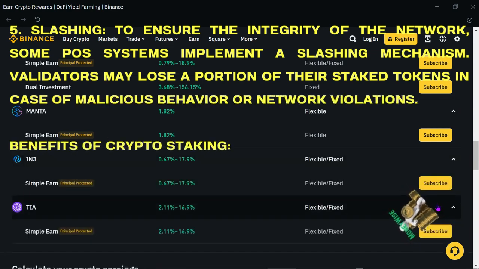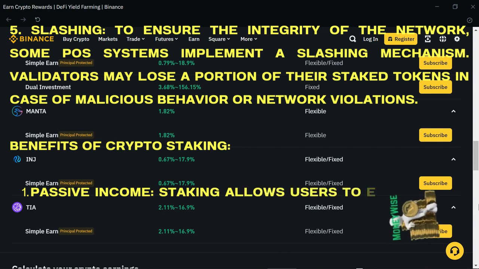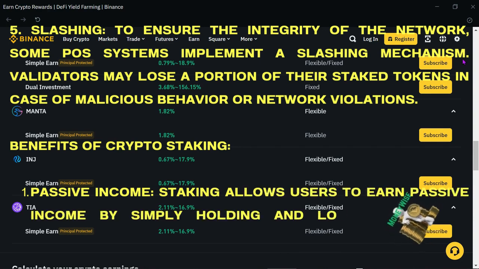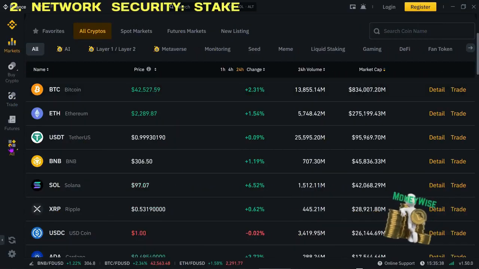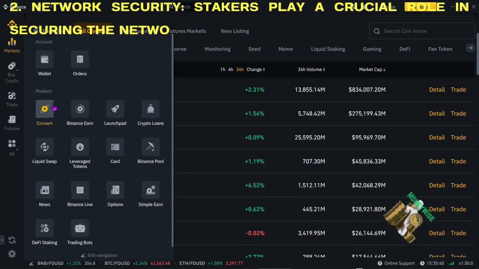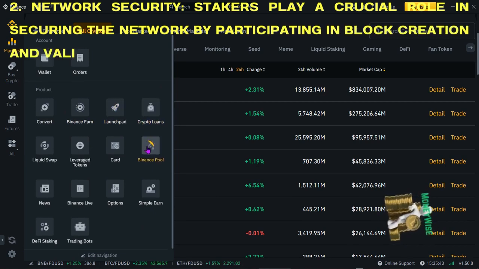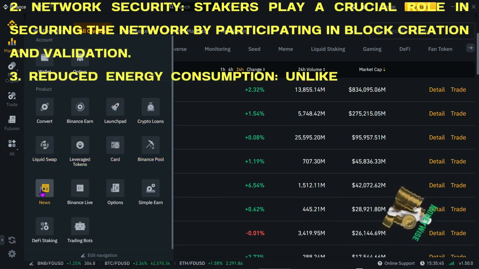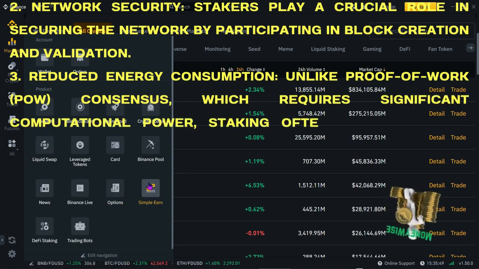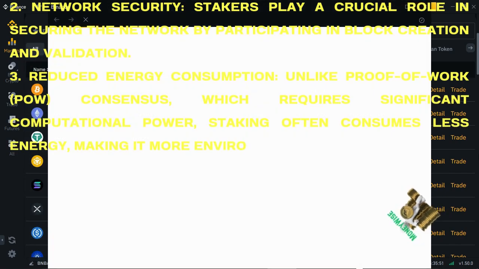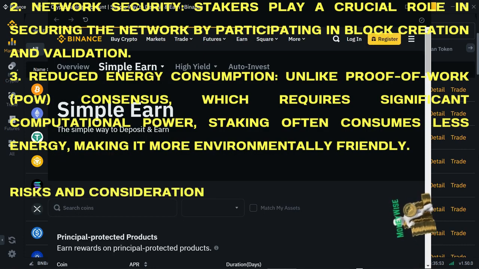Benefits of crypto staking. 1. Passive income. Staking allows users to earn passive income by simply holding and locking up their cryptocurrency in a staking wallet. 2. Network security. Stakers play a crucial role in securing the network by participating in block creation and validation. 3. Reduced energy consumption. Unlike proof of work (PoW) consensus, which requires significant computational power, staking often consumes less energy, making it more environmentally friendly.